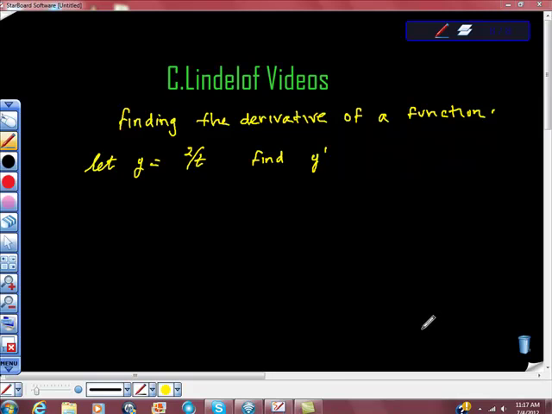Here's a problem that you sent me. Find the derivative of a function. Said let y equal 2 over t. Find y prime. Well, we could agree on this, I think, using the limit process.